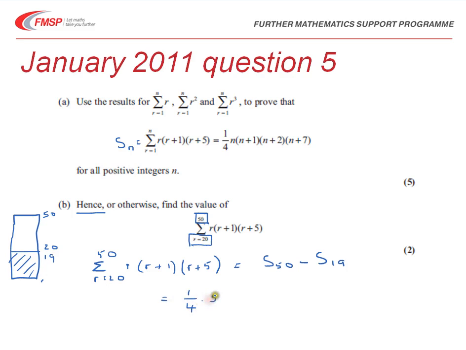And of course now we're substituting, so we get 1/4 multiplied by 50 multiplied by 51 multiplied by 52 and multiplied by 57. So that's S50, and we're subtracting that from 1/4 multiplied by 19 multiplied by 20, 21 and 26. That's just then calculator work. The actual answer comes out to be 1,837,680.